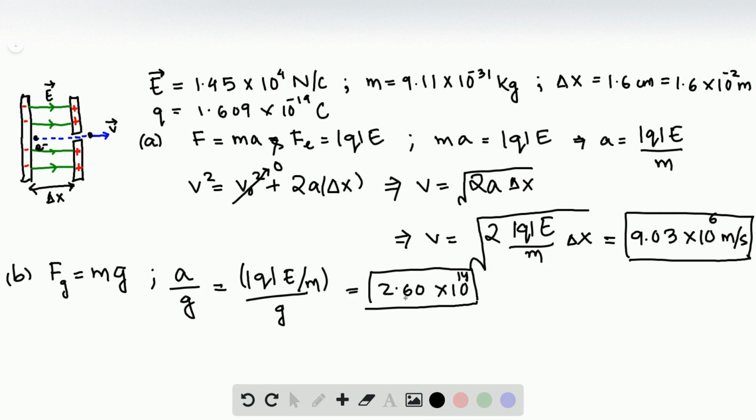Since this value is really high, we can say that the acceleration due to gravity, or g, can be ignored here, or the gravitational force can be ignored here.